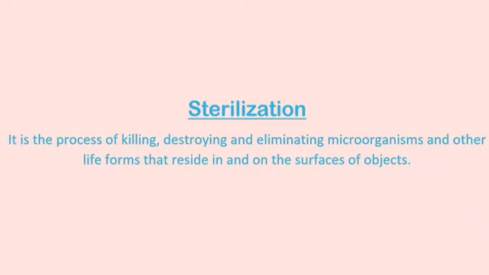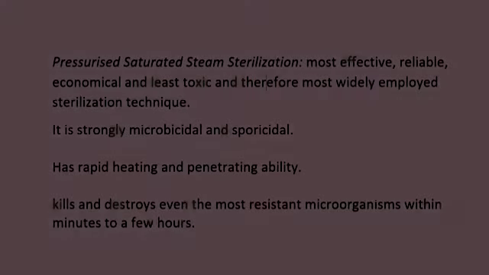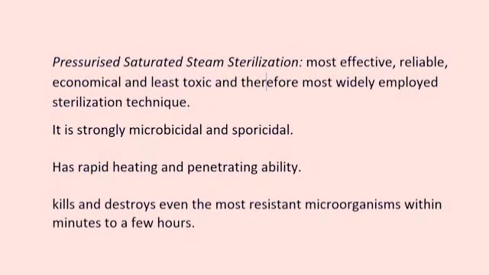destroying and eliminating microorganisms and other life forms that reside in and on the surfaces of objects. Autoclave sterilization is a physical method of sterilization that involves the use of moist heat, specifically in the form of saturated steam under pressure and at a temperature higher than 100 degrees Celsius. Out of the several methods available for sterilizing, pressurized steam sterilization has been found to be the most effective, reliable, economical, and least toxic, and therefore most widely employed technique for sterilizing medical and lab instruments.